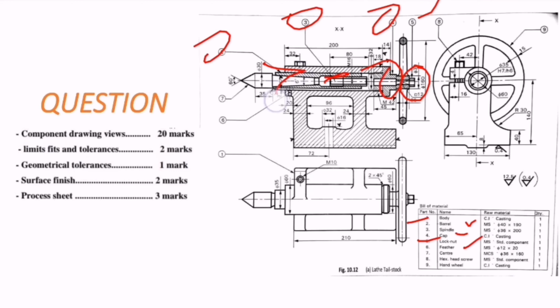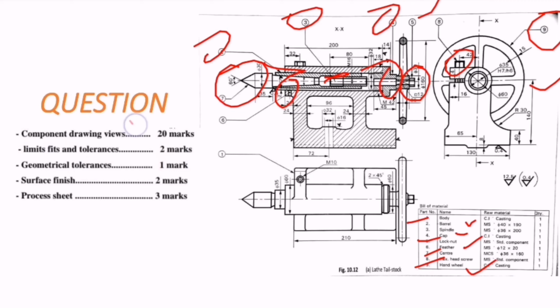Sixth part is feather. This is the feather. Seventh one is center. This one is center. Eighth part is hexagonal head screw. This is hexagonal headed screw. Ninth one is hand wheel. So these all are the 9 parts assembled together.